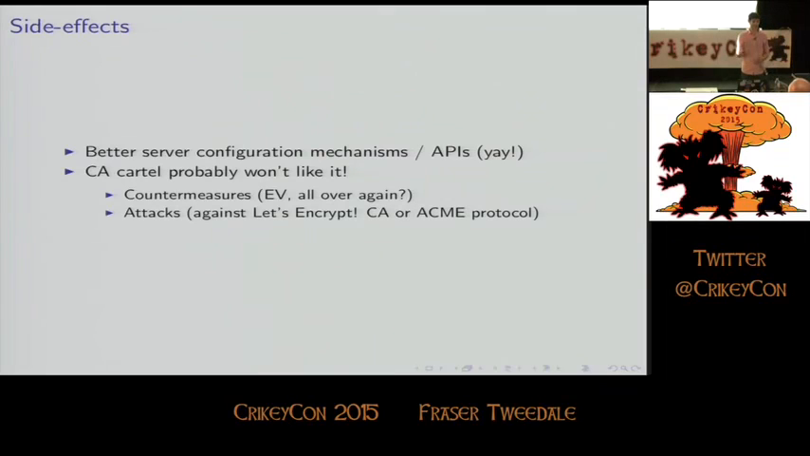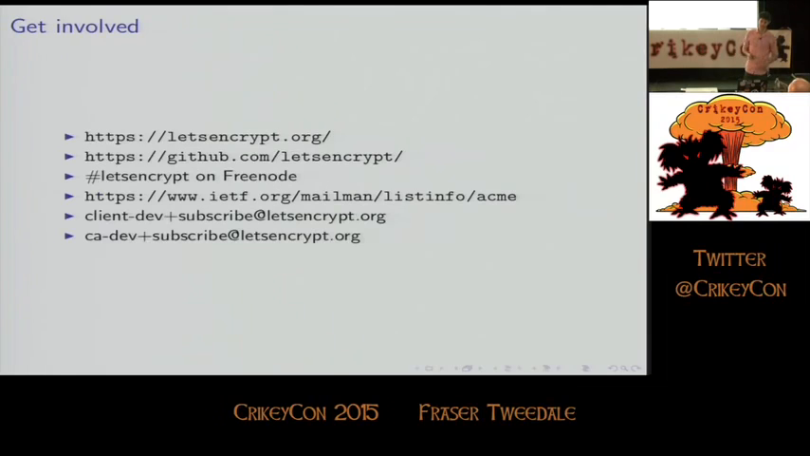The CA cartel might not like this initiative. Will we see countermeasures? Will we see something like EV, some new round of hand-wringing over how we can get people to still pay us money? We might. Will we see attacks against the Let's Encrypt CA or the protocol itself? Yeah, we might. See what the future holds.